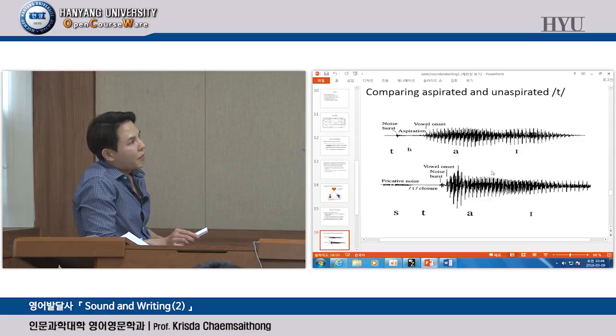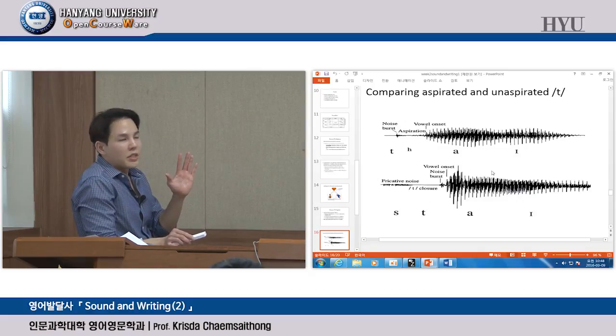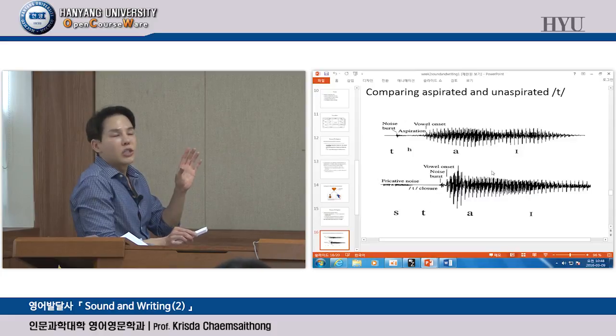which means that you have a puff of air here, right? And the vowel begins here. You see the blacker or the darker bunch of sound waves here represent vowel sounds. Vowel sounds have higher energy, so that's why you see the blackened area here. And then consonant sounds do not have such high energy, right?